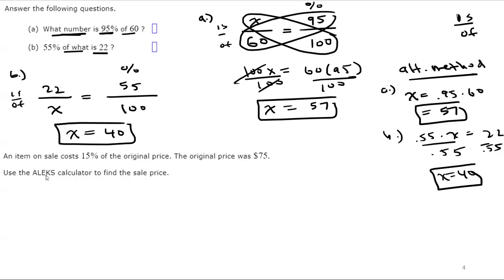This part C here says an item on sale costs 15% of the original price. The original price was $75. This one, I'm going to show two ways as well. One is again doing the proportion. When we start working on compound interest and things like that, that's going to be really helpful, especially when we do exponential functions. That's why I'm doing it this way, to train your mind to think about it in these terms.